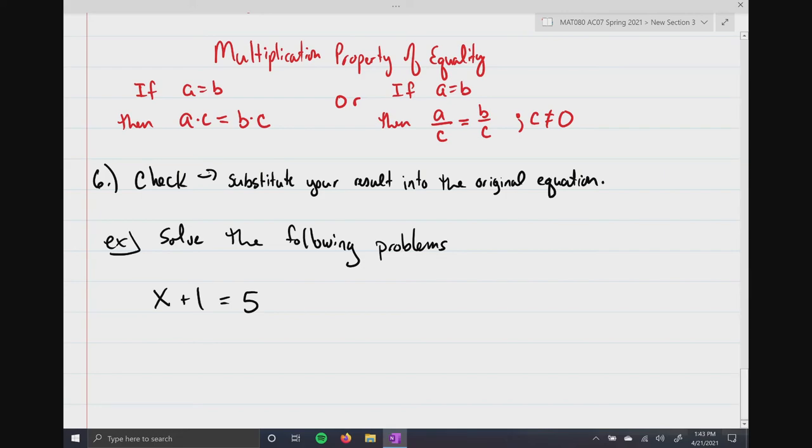Here we go. Step one. If fractions are present, find an LCD and get rid of the denominators. I don't see any fractions here. So step one is done. Step two. If you see parentheses, use your distributive property to remove them. I don't have any. Step two is done. Step three, combine like terms on the left, combine like terms on the right. So right here is the left-hand side of the equation. I have x plus one. They are not like terms, so I cannot combine them. On the right-hand side, it's just the number five. There's nothing to combine there. So step three is done.